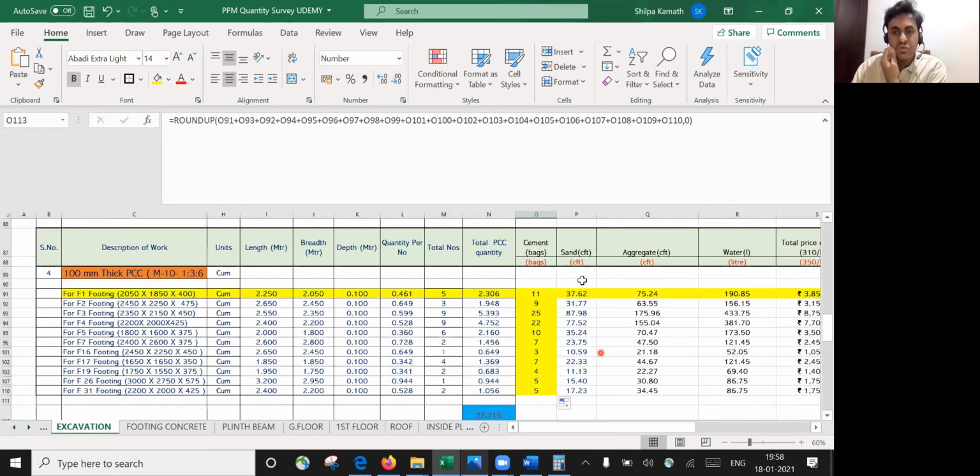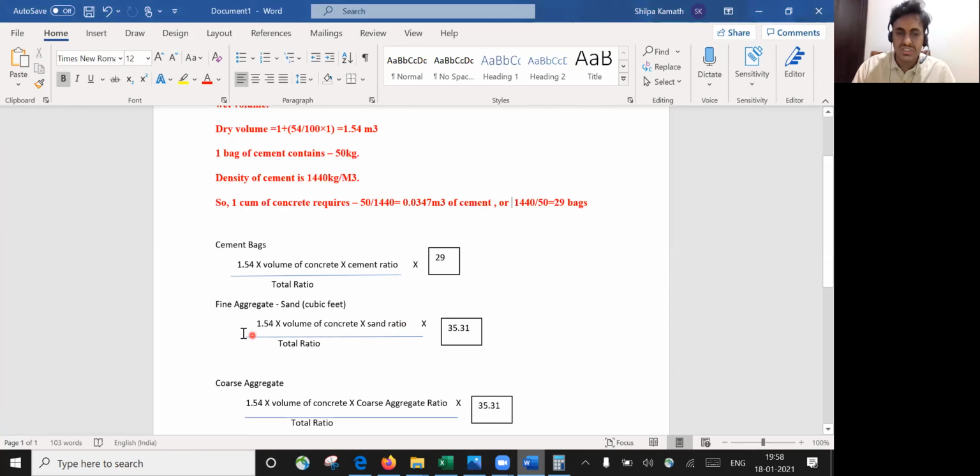Similarly, try to do it for sand as well. Now I'll go back to the sand. Again, the calculation remains the same: 1.54 into whatever is the volume of the concrete, same thing you have to add. Only the change will happen in the sand ratio.